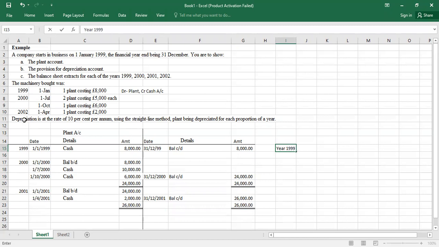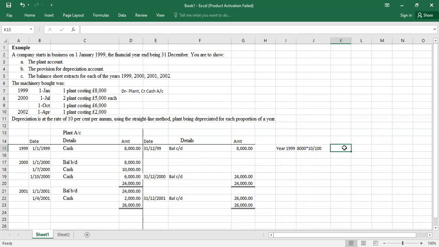We've been asked to use depreciation at the rate of 10% per annum using the straight line method. So the value of the asset in the 1st year is 8,000, right? So we multiply by 10 divided by 100 to get the depreciation for the 1st year. So my depreciation for the 1st year will be 800, right?